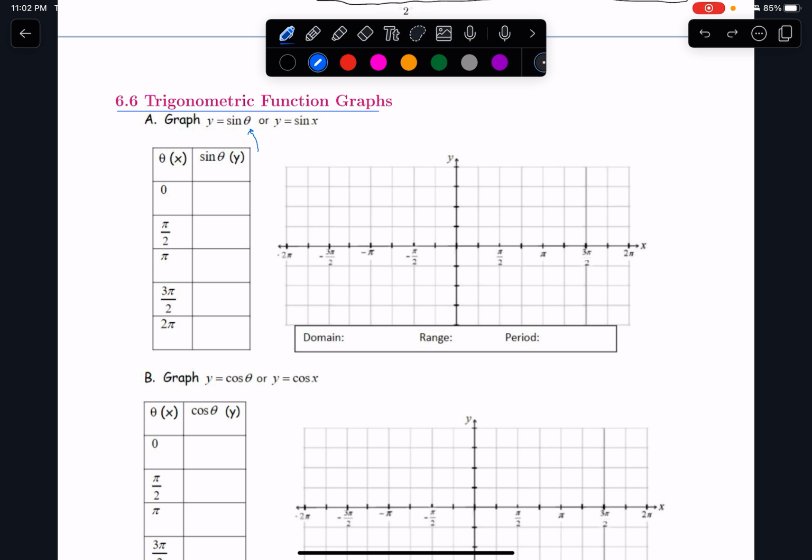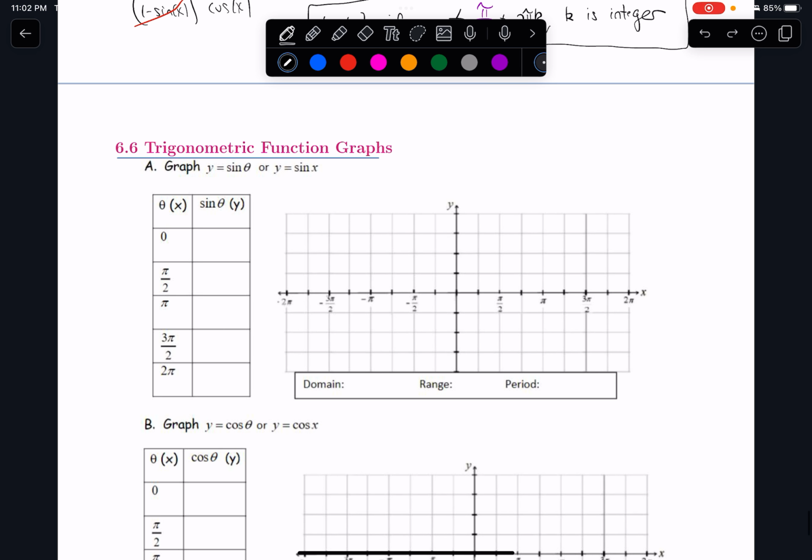Because I am plugging something in and then getting something out, I can think of this function as a graph, and that's what I want to do now. First, let's talk about the graph of y equals sine of theta, or I can write that as y equals sine of x, if I want to call that input angle x. To get a feel for this graph, I'm going to plug in a few angles and see what I get out as my output.